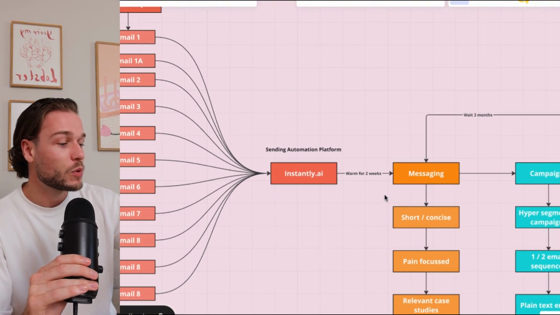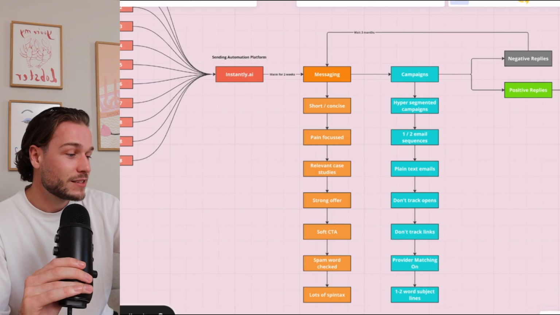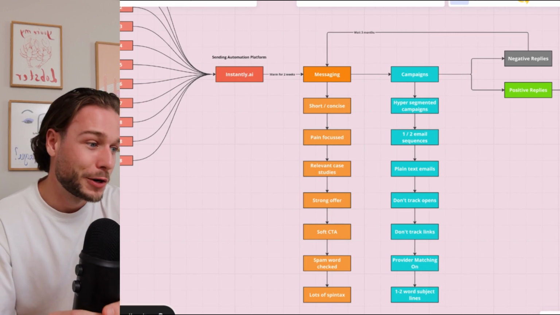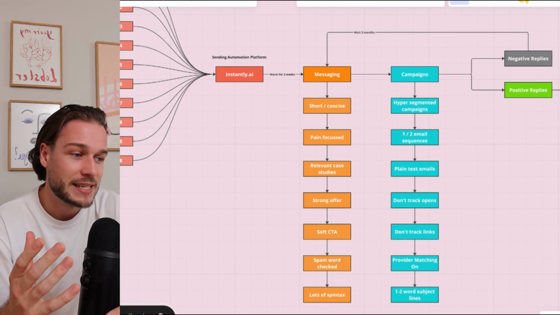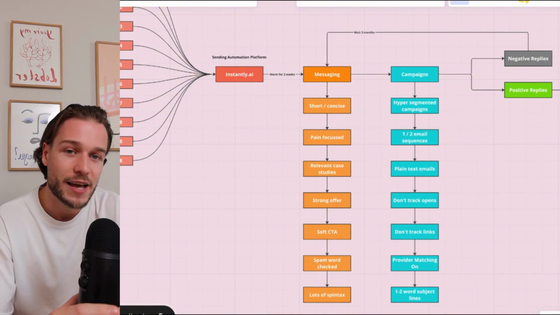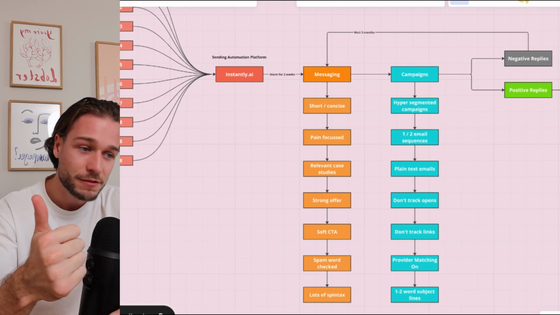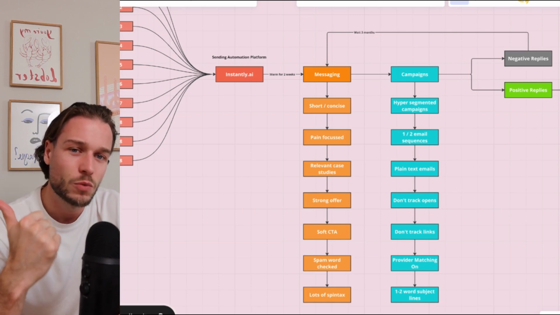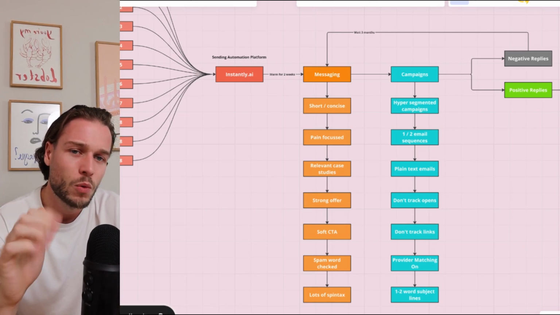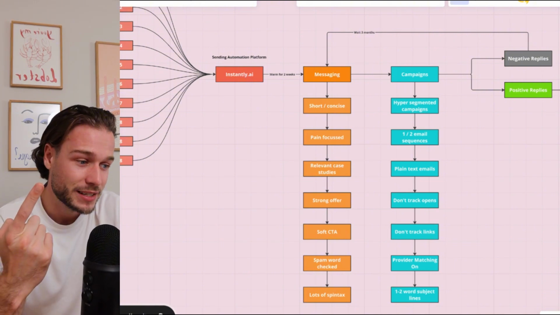So while they're warming up, we want to do a few things. We want to build out messaging. So within cold email, this is a sort of crash course on how to write a good cold email, okay? So the first thing that you need to understand is that cold emails should be short and concise, okay? You do not want to be messing around with really long cold emails. They need to be pain focused. So as in, you need to understand what is the pain that you're solving in the market. What are you solving for your prospects? Using relevant case studies, so hyper relevant case studies, okay?